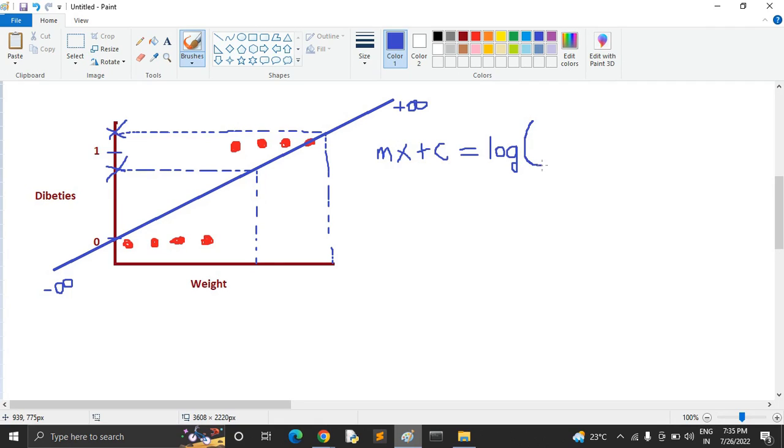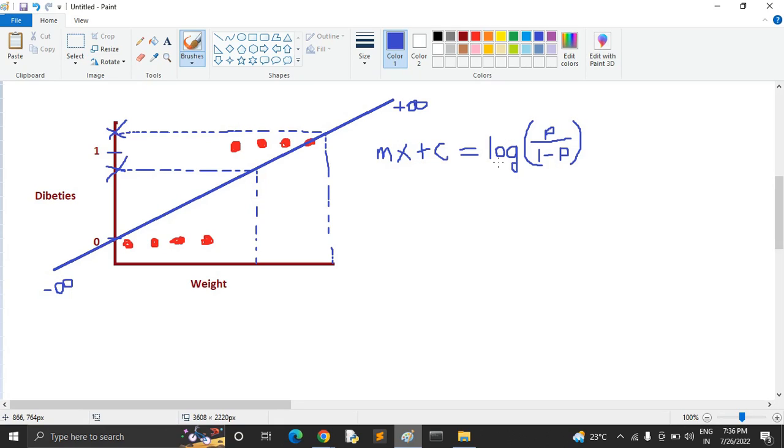So what is the odds ratio formula? The formula for odds ratio is p upon 1 minus p. Okay, p upon 1 minus p. This is the formula of odds ratio. Now what we are going to do is remove this log from here.